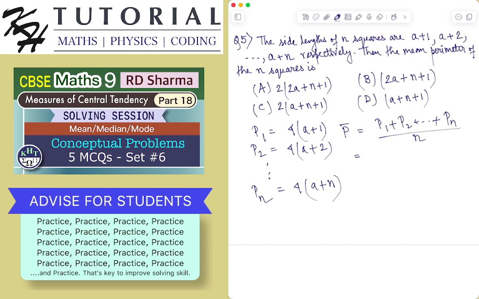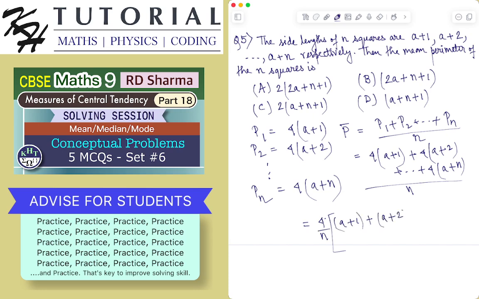Now what is P1 plus P2 up to Pn? So this is 4 into a plus 1 plus 4 into a plus 2, like this up to 4 into a plus n, and we have this divided by n. Now I am taking 4 common from the numerator, and I have 4 by n times the bracket a plus 1 plus a plus 2 up to a plus n.